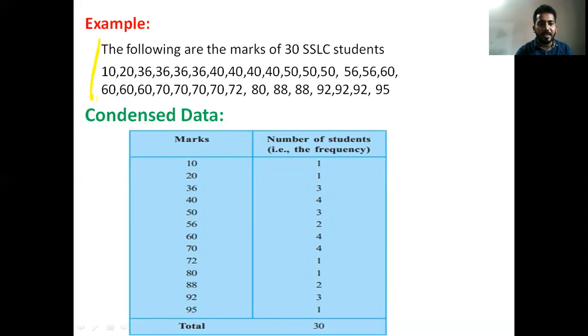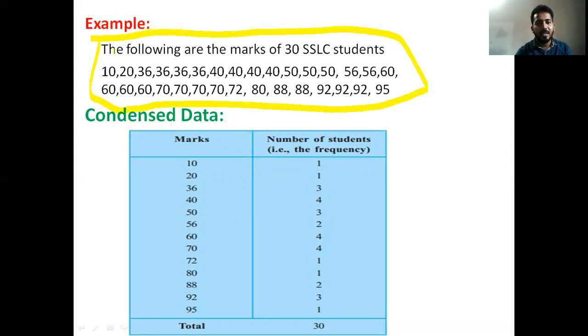the information regarding the marks secured by a total of 30 students in an SSLC examination is as follows. I have put a circle around those numbers. Does it look like a standard form? No. The data is very difficult to understand. It is not in a meaningful way.